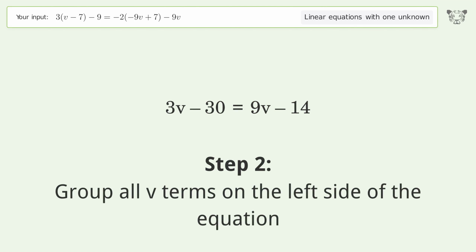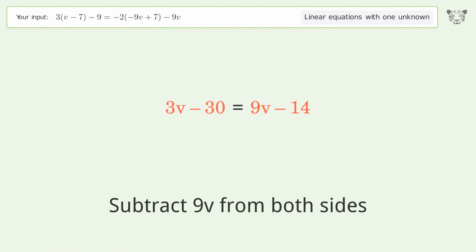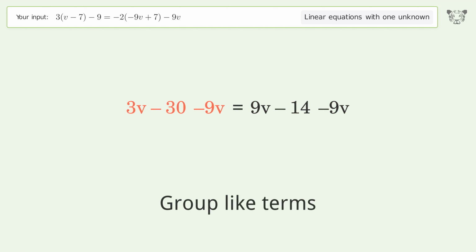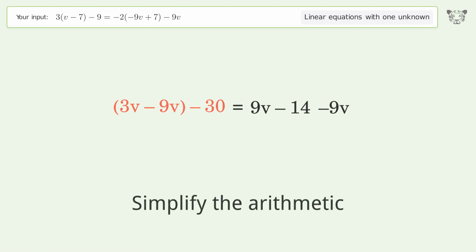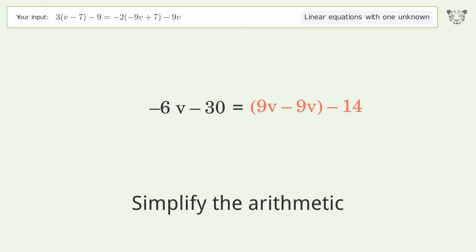Group all v terms on the left side of the equation. Subtract 9v from both sides. Group like terms. Simplify the arithmetic. Group like terms. Simplify the arithmetic.